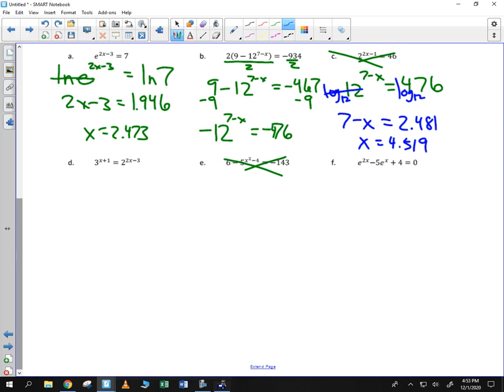Look at letter D. Letter D is tough because in this situation we have two different bases. So sometimes people like to take the log base 3 of this side and then the log base 2 of that side. Well, you can't do that because with equations, you need to do the same thing to each side. So I just encourage people to just choose one. And a lot of times people say, I'll choose log base 3.